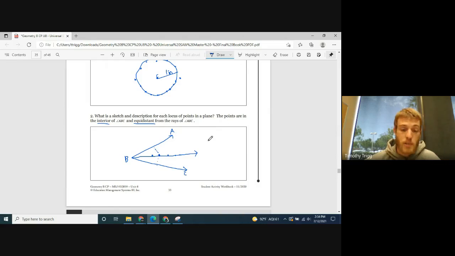Now what's the description? I'll go ahead and tell you. What we just formed is an angle bisector. So we just split angle ABC into two congruent angles. So what we've created is an angle bisector. So what we'd say is the locus of points forms an angle bisector for angle ABC.